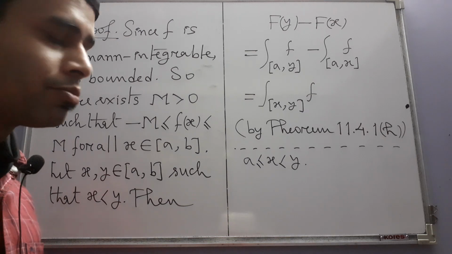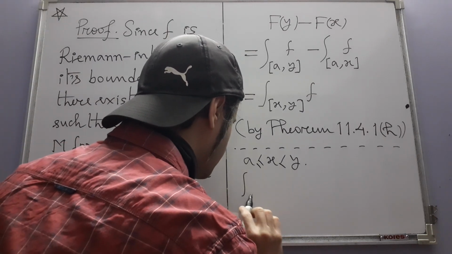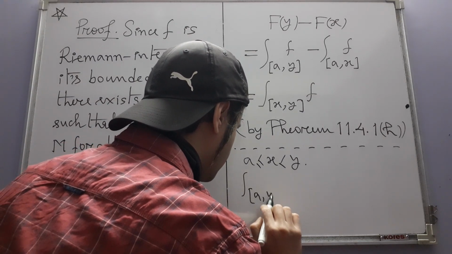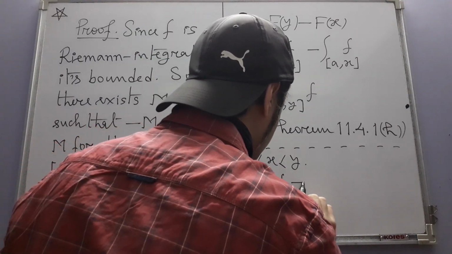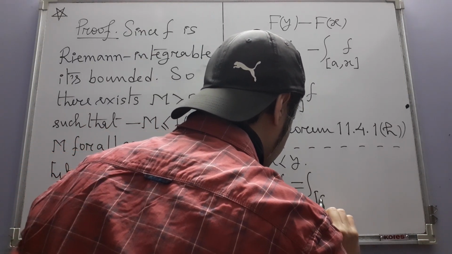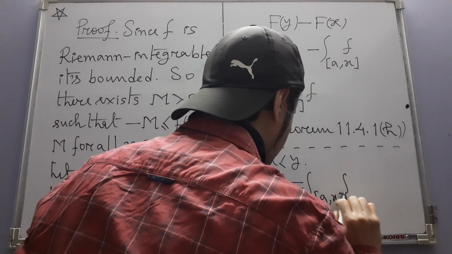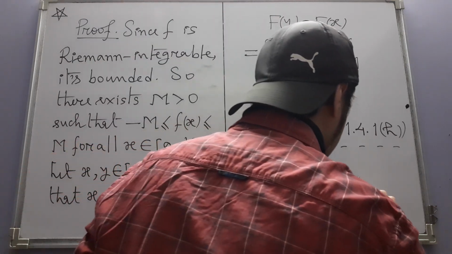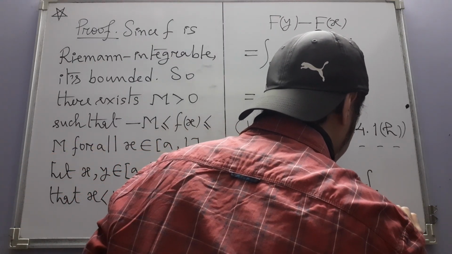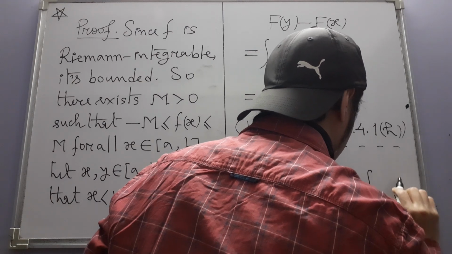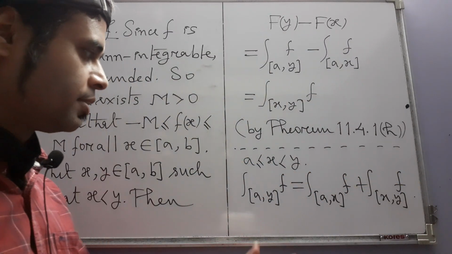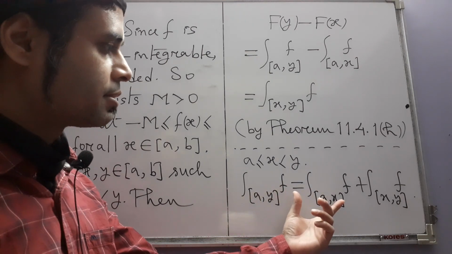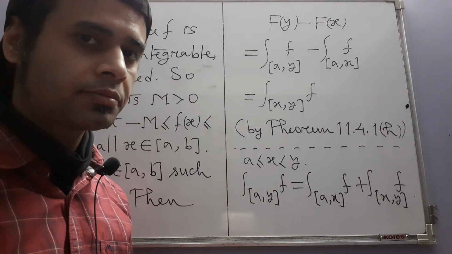So by that property, the integral of f over a comma y is equal to the integral of f over a comma x plus the integral of f over x comma y. So that is why this minus this is equal to this.